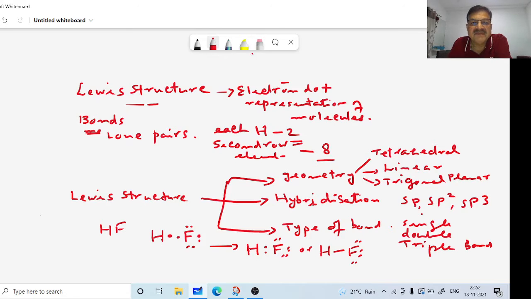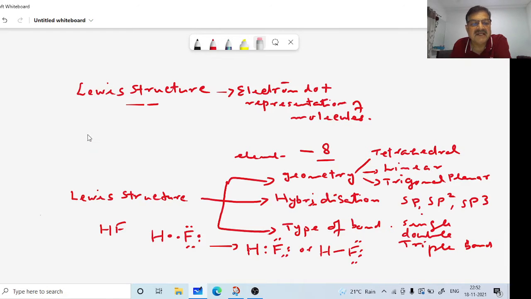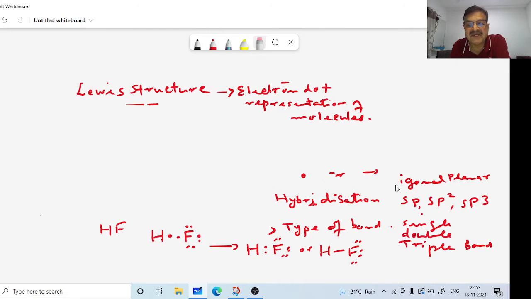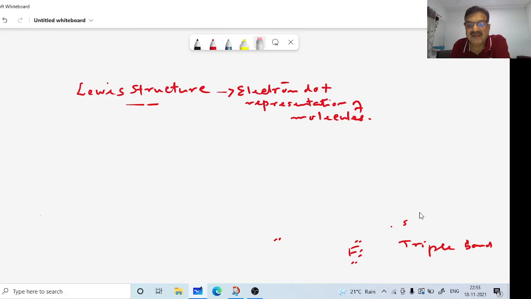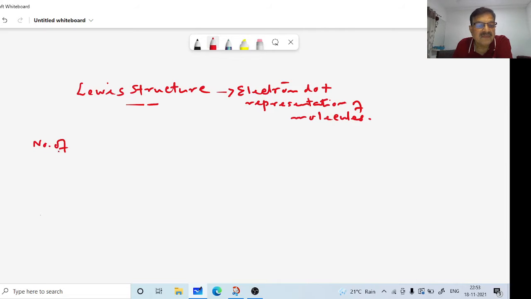I think I will erase this. Then for hydrogen, carbon, oxygen, and all these atoms, I will give you a brief idea how many bonds each can form and how many lone pairs it has. Of course, you must be familiar with these things, but to understand Lewis structures in full, I should mention that point also. The number of bonds and the number of lone pairs.